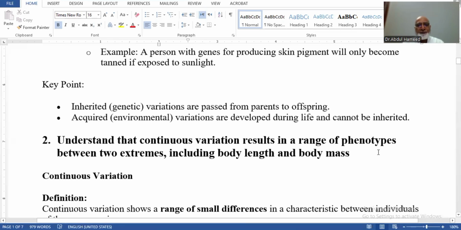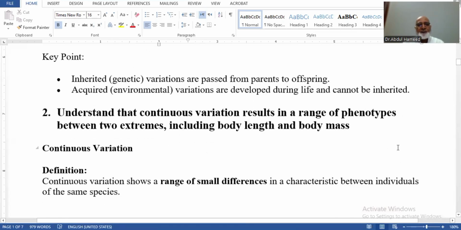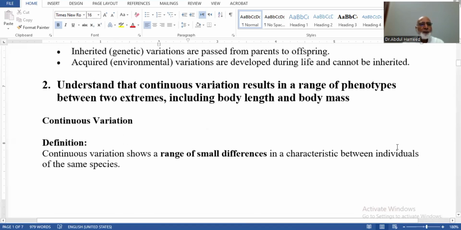in a range of phenotypes between two extremes, including body length and body mass. In case of different animals, body length may be true, but in humans, body length is also equivalent to height of the individual. So these are continuous variations.